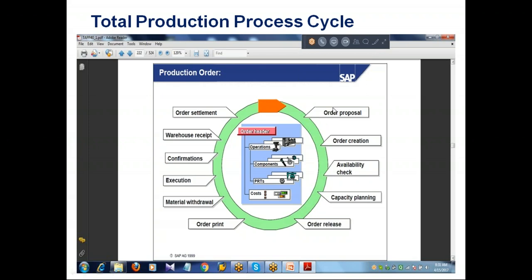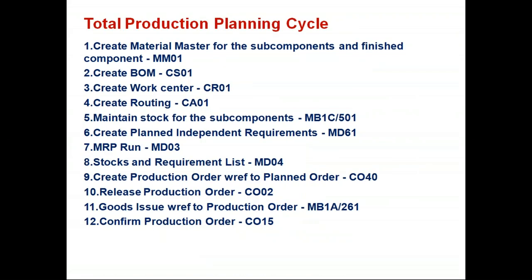Order proposal means first we have maintained all the master data. Then production order proposal, checking the raw material stocks, order creation, availability of the raw materials, capacity planning, the check rate, release order, take the printout of the production order, material withdrawal, confirmation, GR, and order settlement. We call this the total production process cycle. And these are the steps we'll perform.